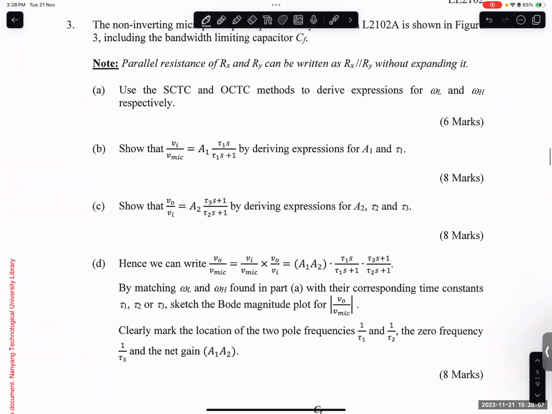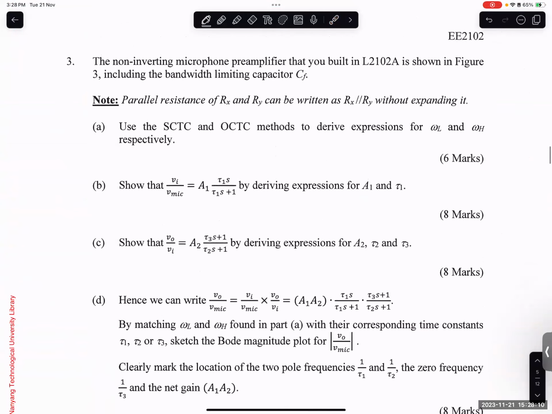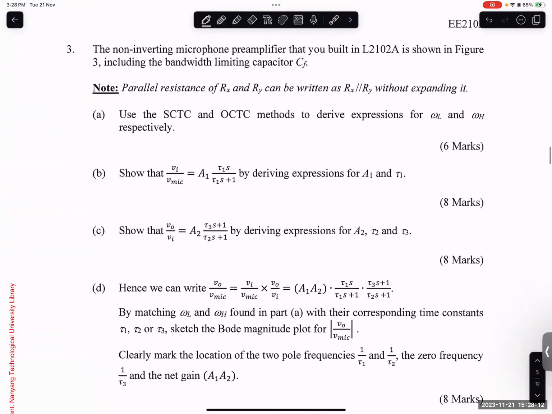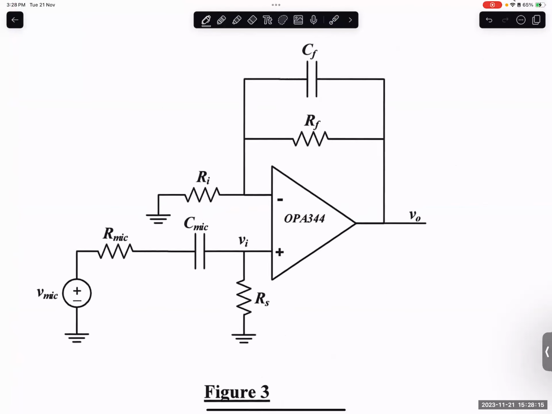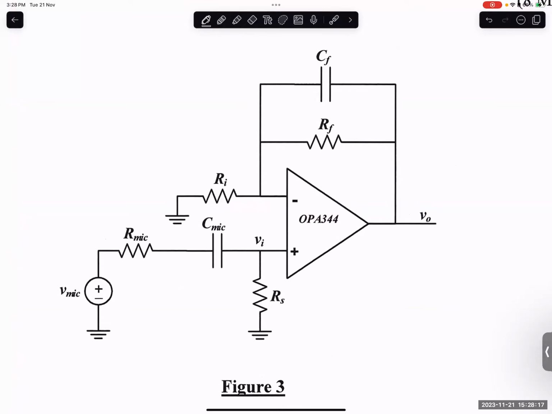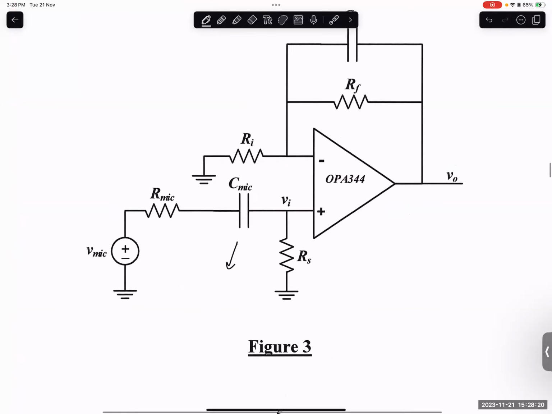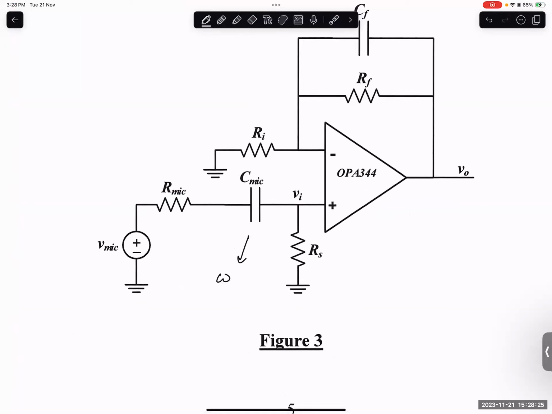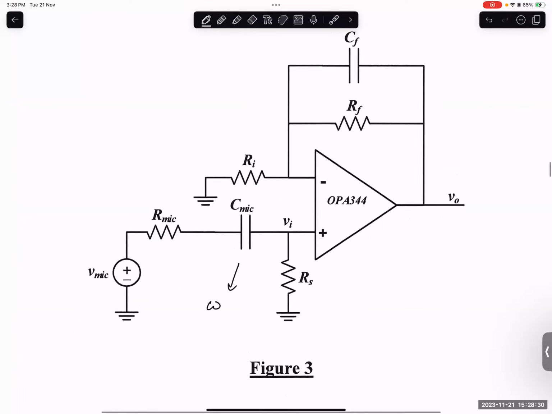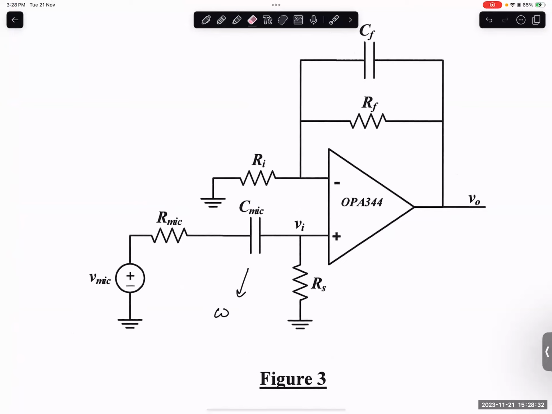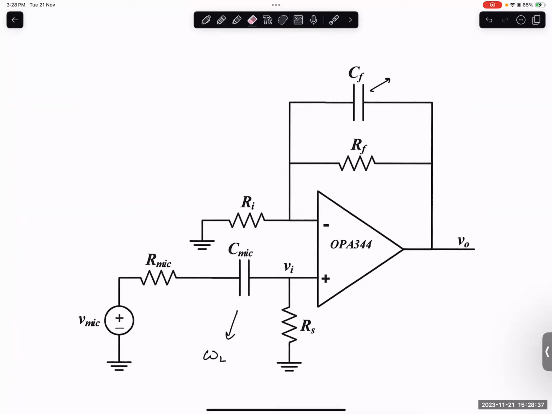Derive expression for omega L and omega H. There are only two capacitors actually, so shouldn't be a problem. Which one contributes to omega L, omega H? Is it bad for low frequency or bad for high frequency? C mic might be bad for low frequency, because it blocks low frequency. This one is bad for what? CF, still high frequency.